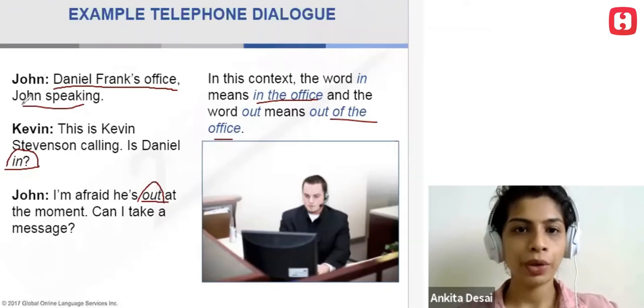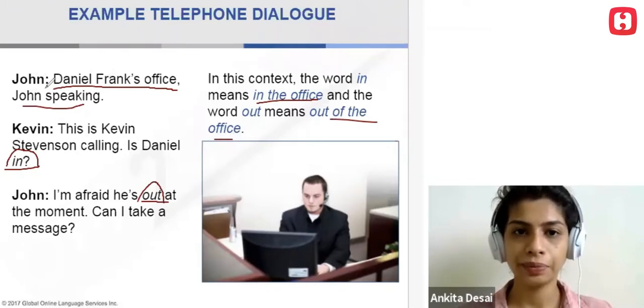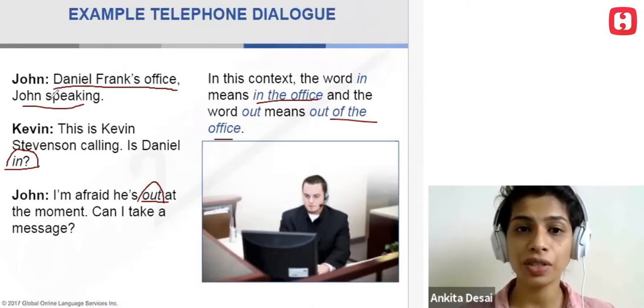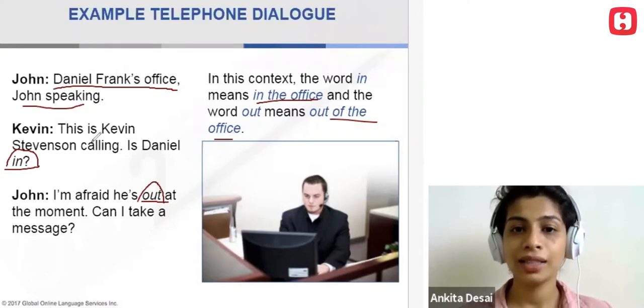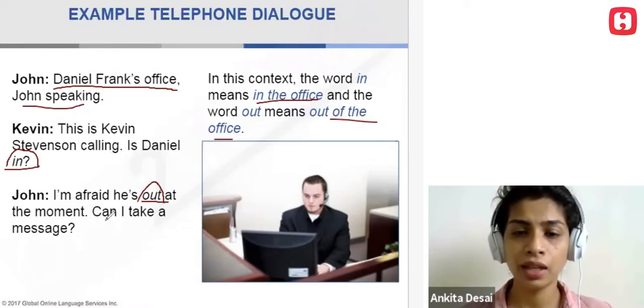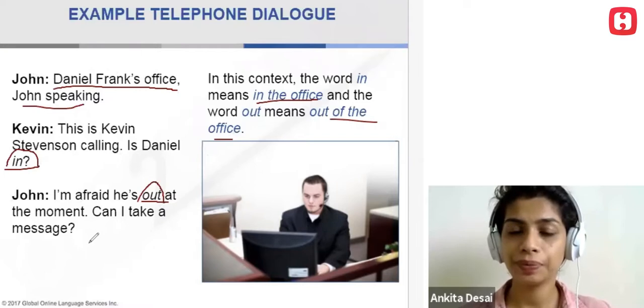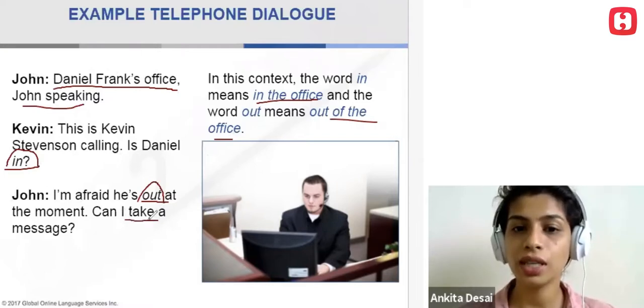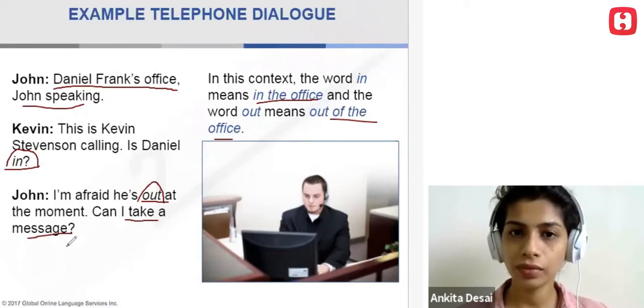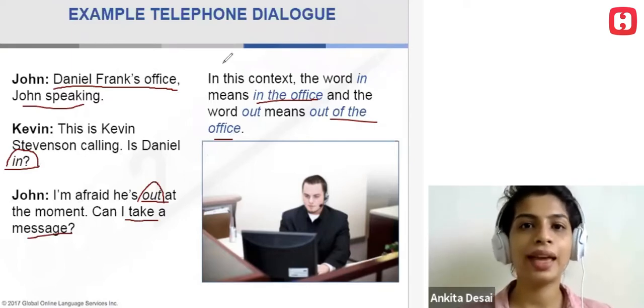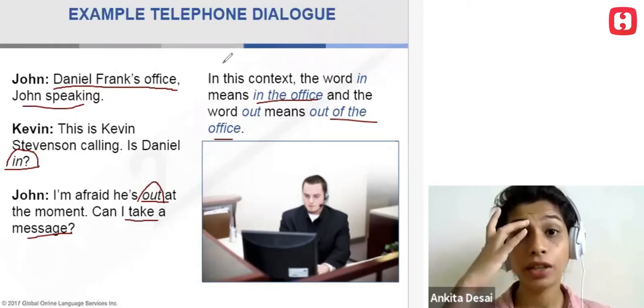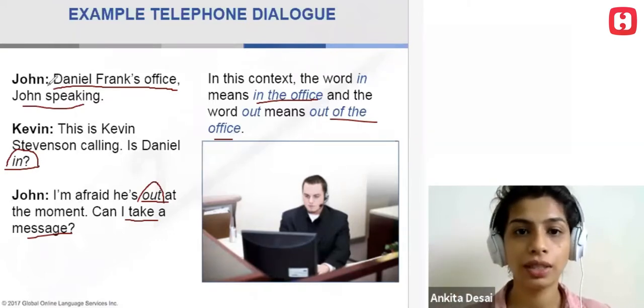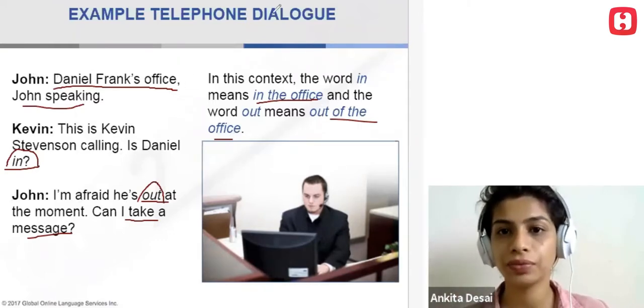All right, so I'm going to repeat this conversation again. "Daniel Frank's office, John speaking." "This is Kevin Stevenson calling. Is Daniel in?" "I'm afraid he's out at the moment. Can I take a message?" So John is offering to take a message, which he will then give to Daniel.